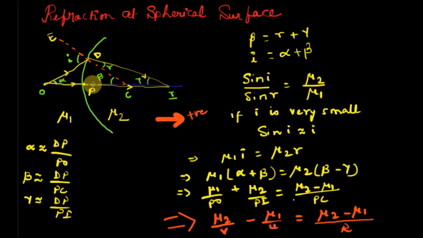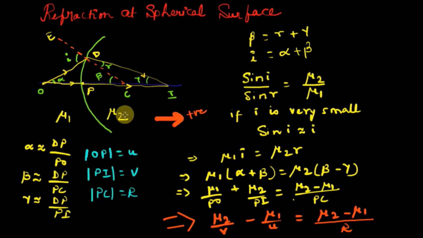If you remember our last video on reflection at a spherical mirror, what did we discuss in the sign convention? First point was that all distances are measured from the pole. Second point was that the direction of the angle of incidence, which is this direction, is considered positive, and the direction opposite to this direction is considered negative. So let's say this OP is the object distance, and the magnitude of the object distance is U. PI, which is the image distance, has magnitude V, and PC, which is the radius, has magnitude R.